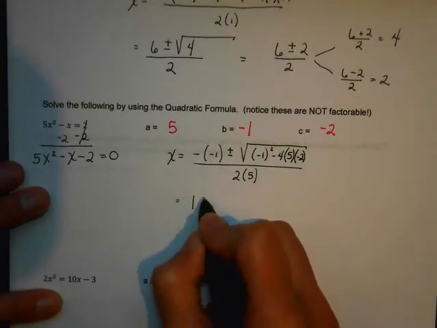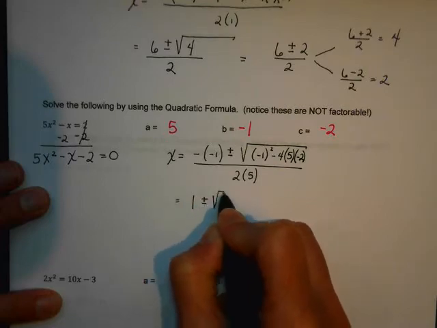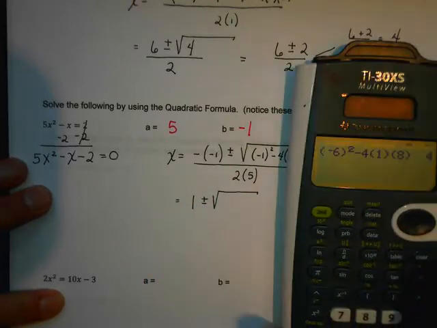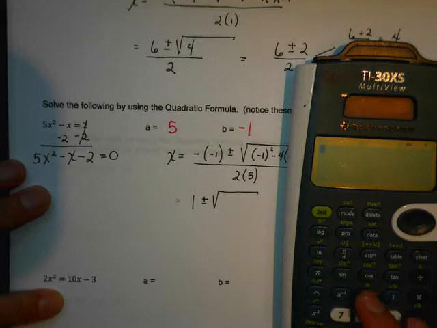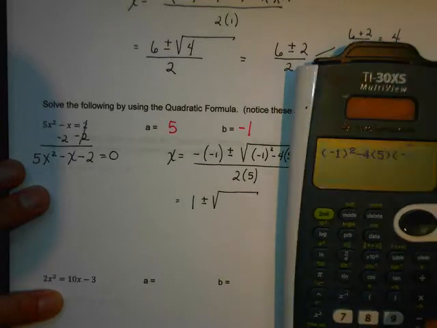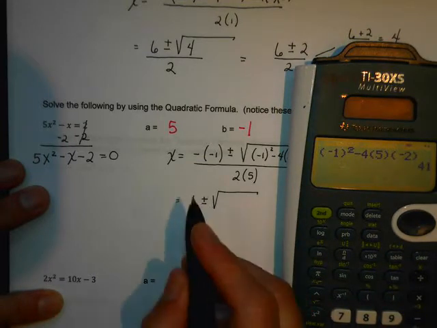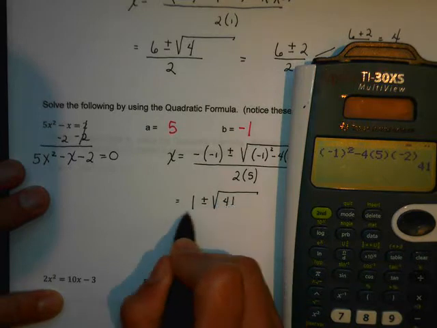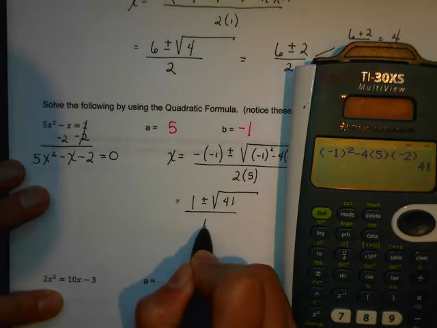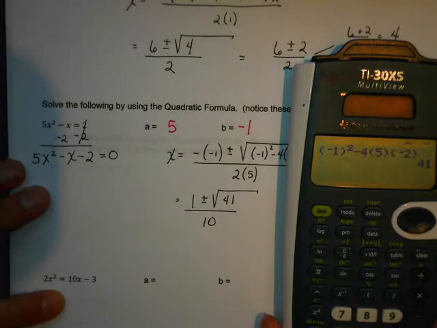Let's see what we get for this. You ready? And I'm typing it in exactly how I see it. If there's a parenthesis, I put my parenthesis. Minus 4 times a times c, negative 2. So we have the square root of 41 all over 10. Now that's an exact answer. There's no rounding required, which is fine.